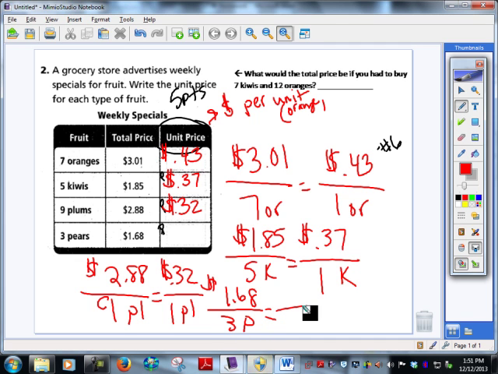I want to know how much 1 pear is. It is 56 cents. Jeez, the pears are expensive. Yeah. Okay, 56 cents is 1 pear. So unit price is the price per the object, whatever the object is, one of the objects. Okay? That is 4 points right there.